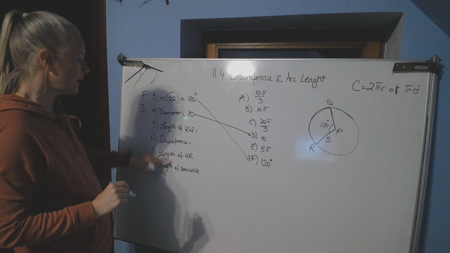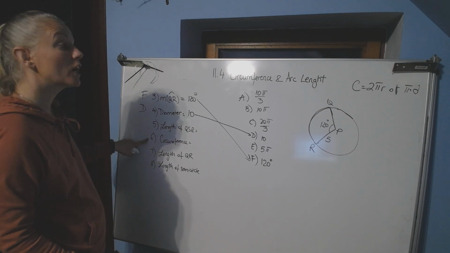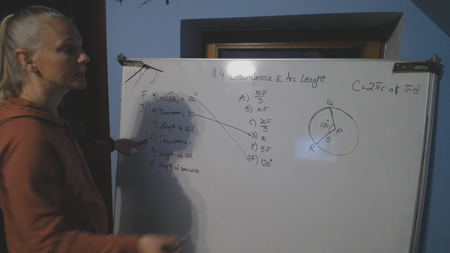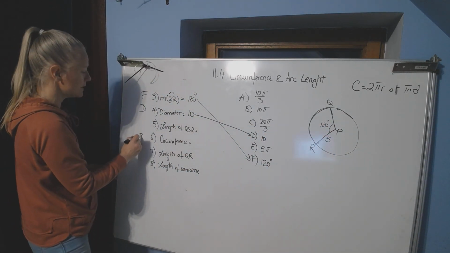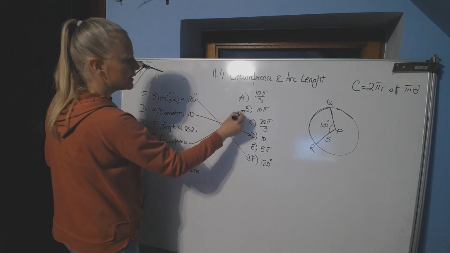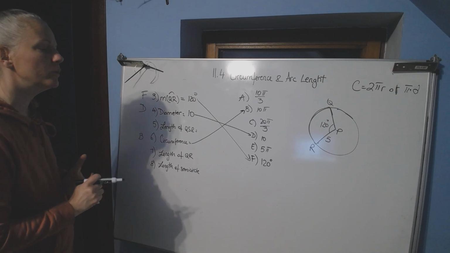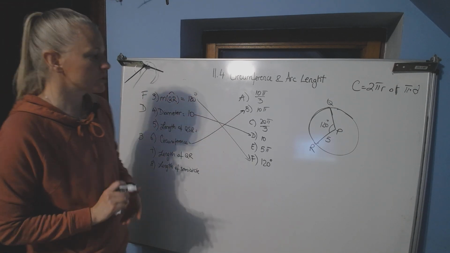We're going to skip the length because we're going to work all of them. We're going to go to circumference. Circumference is 2 pi r. 2 times 5, 10 pi. Do we have a 10 pi? Yes, we do. This is B. It goes over here. So now we're left with a few fractions and answers that we need to work on.